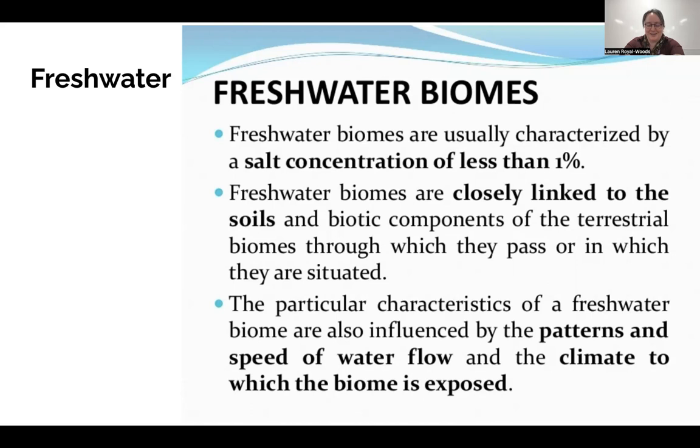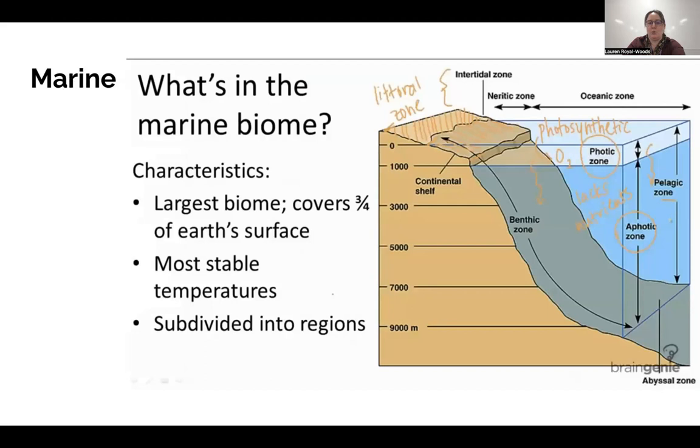Marine. So there are so many zones in this. Definitely go over this in your book because I wish I could spend more time on this, but there's a ton. So characteristics: largest biome, covers three-fourths of the Earth's surface and has layers itself, most stable temperatures. The temperatures are usually pretty stable, but it's subdivided into regions going down. So for instance, you've got the top, which is known as the photic zone or the sunlight zone.